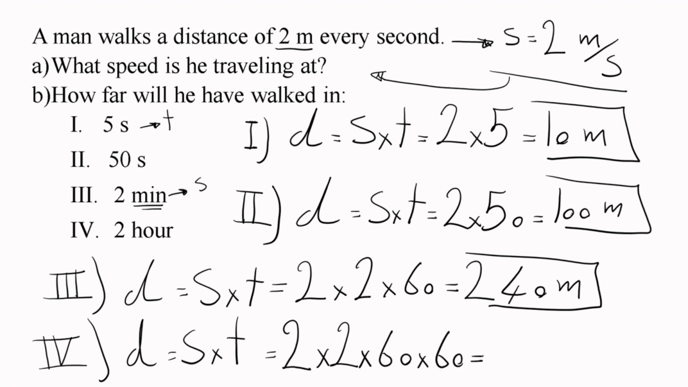So times 60 times 60. It's going to be 4 times 3600, which is equal to this number, 4400 meters. And this is the only correct answer of this example.